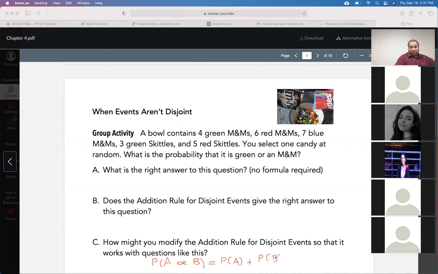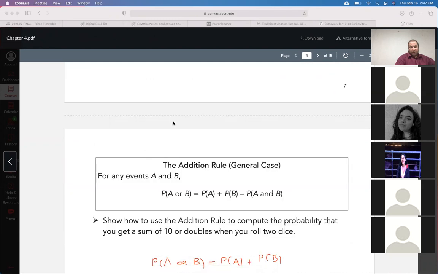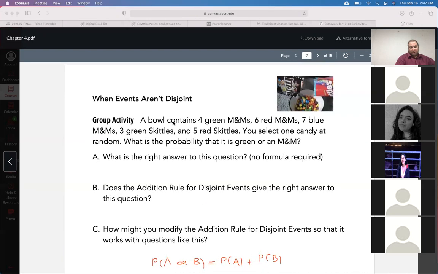Oh, someone chatted something. What did they say? They said, is it the one on the next page? Well, let's take a look. Well, yes, it is. But let's now look at the next page and let's try to understand why it makes sense that that should be the modification without looking.